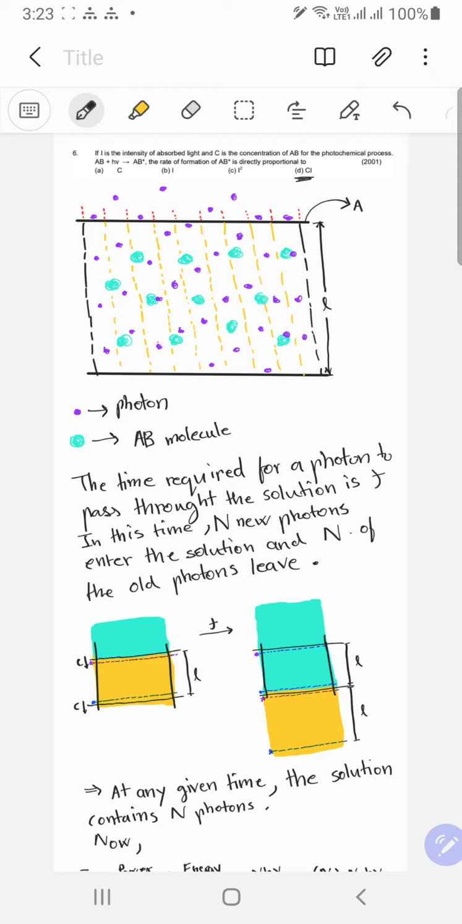Right. So the time required for a photon to pass through the solution, so to pass through this L distance, is going to be t, and in this time capital N new photons enter the solution and capital N of the old photons leave. And it's obvious that N are going to enter and similarly N are going to leave because it's a steady state system, right? So the speed of each photon is the same, right? You are just making a lot of photons fall on it at the same time with the same speed.